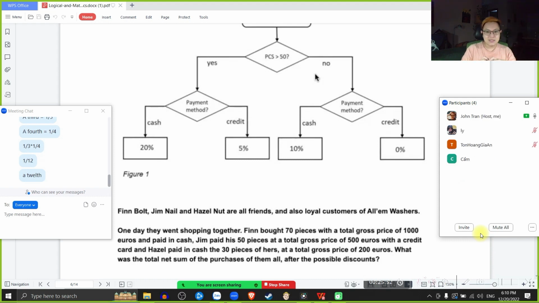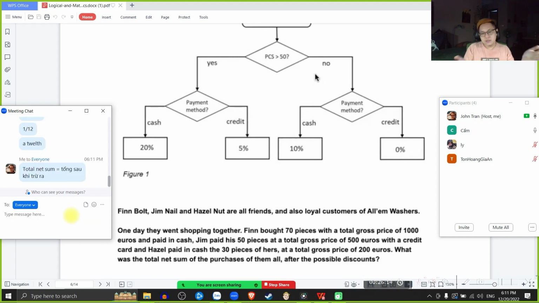What was the total net sum? So they ask you, what was the total net sum of the purchases of them all after the possible discount? Người ta hỏi là cái total net sum. Total net sum, sum là tổng nè, net là sau khi trừ ra, tổng sau khi trừ ra. Total net sum means like after they got a discount, how much they have to pay.